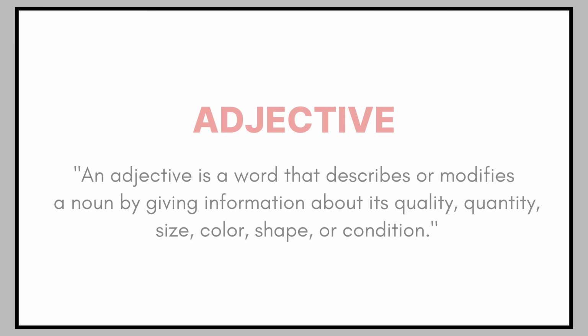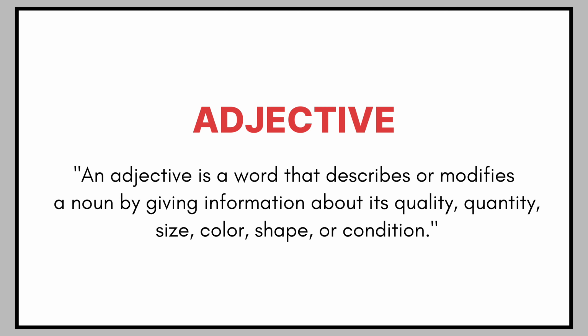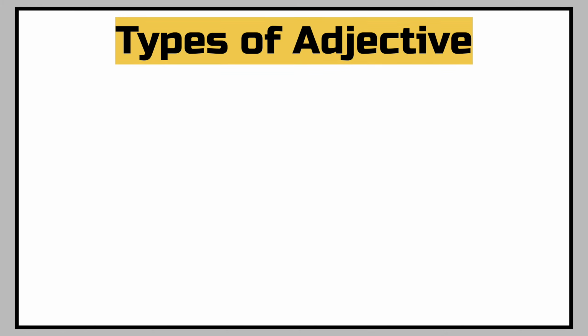So, basically, an adjective is a word that describes or modifies a noun by giving information about its quality, quantity, size, color, shape, or condition. In simple words, adjectives help us answer the questions: what kind, how many, how much, which one. Now, if we talk about the types of adjectives.